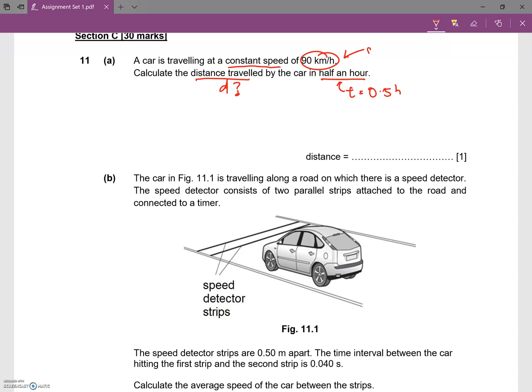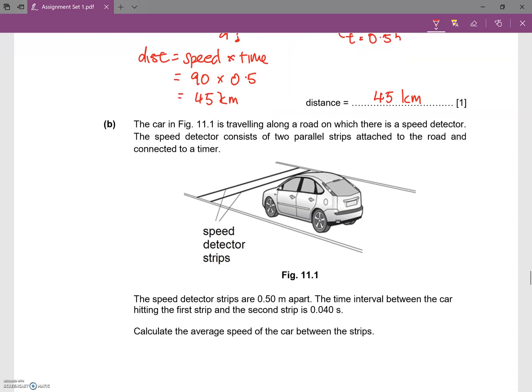This is the speed. To find the distance traveled, it's not too difficult. We know distance equals speed times time. Now you can only use speed times time if you know that it is a constant speed. So 90 multiplied by 0.5 hours, you get 45 kilometers. So distance traveled is 45 kilometers.